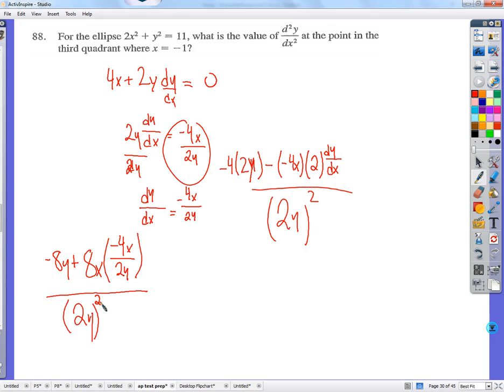All right, so we've got the second derivative. What's the question up there? What is it asking us? What is the value of the second derivative at the point in the third quadrant where x equals negative 1? They want to know what the second derivative is worth on the ellipse at that point. So when I plug negative 1 in for x? You plug negative 1 in for x. Absolutely.